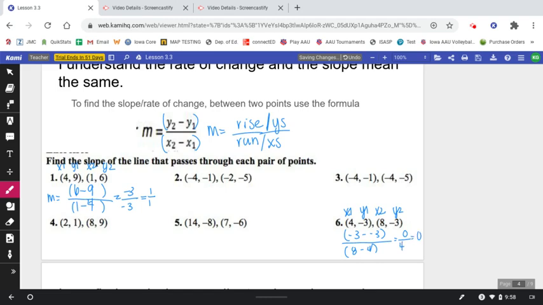So if we go to the brown part of our notebook where we talked about horizontal and vertical lines, under the horizontal lines, we need to add that they have a slope of 0. Then we're going to do one for vertical lines. Vertical lines have slope undefined.